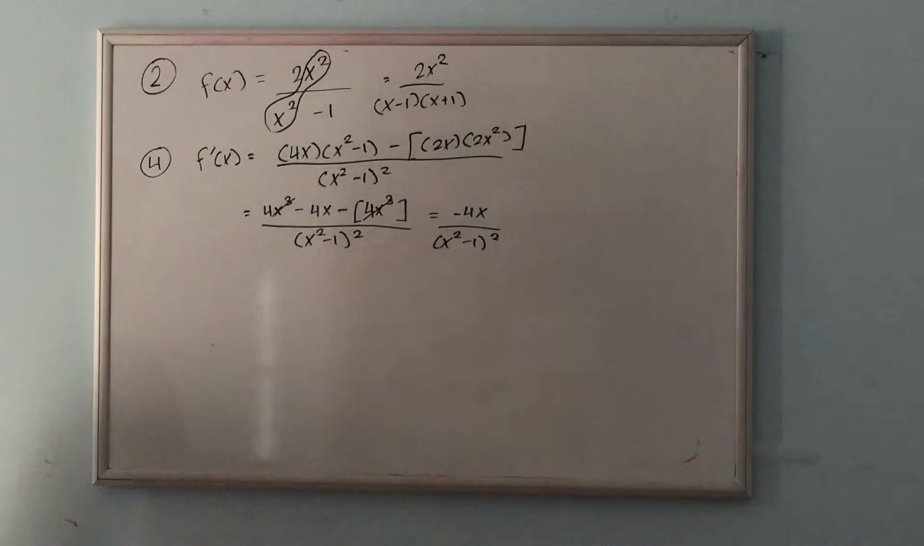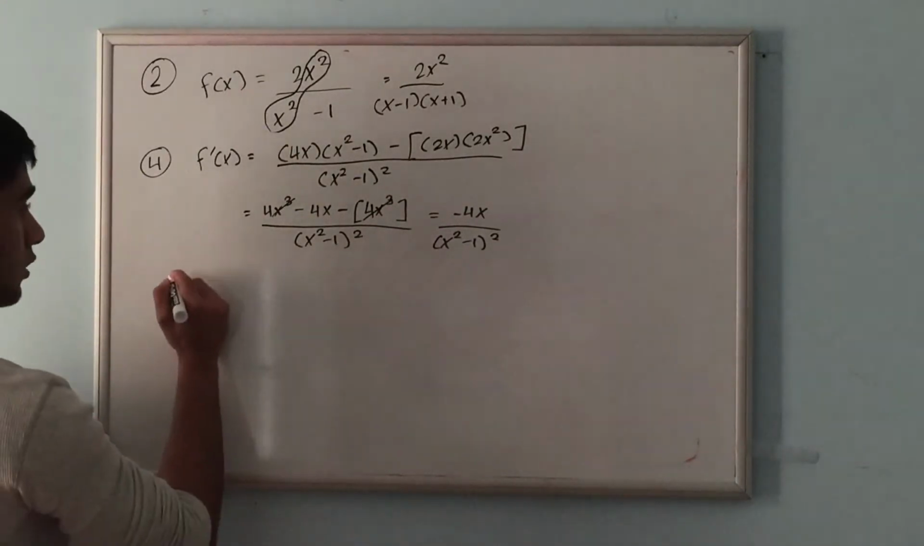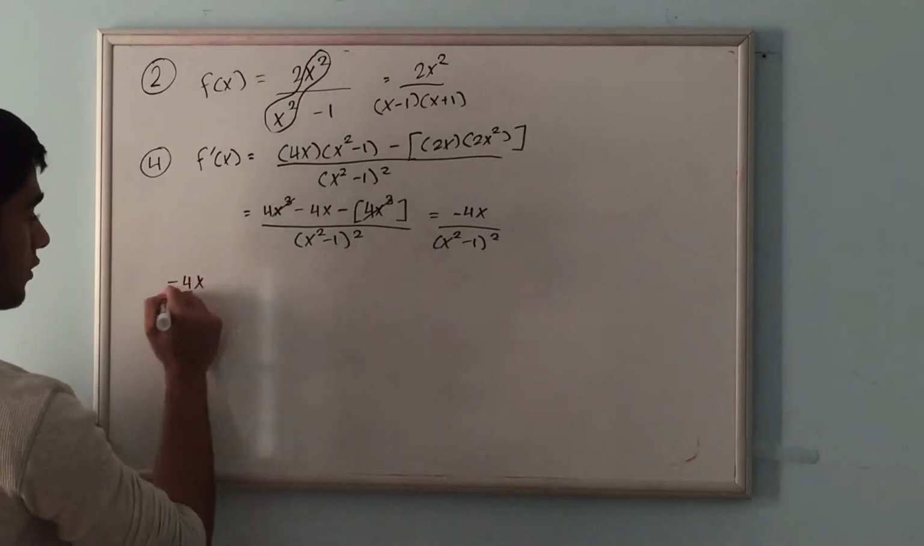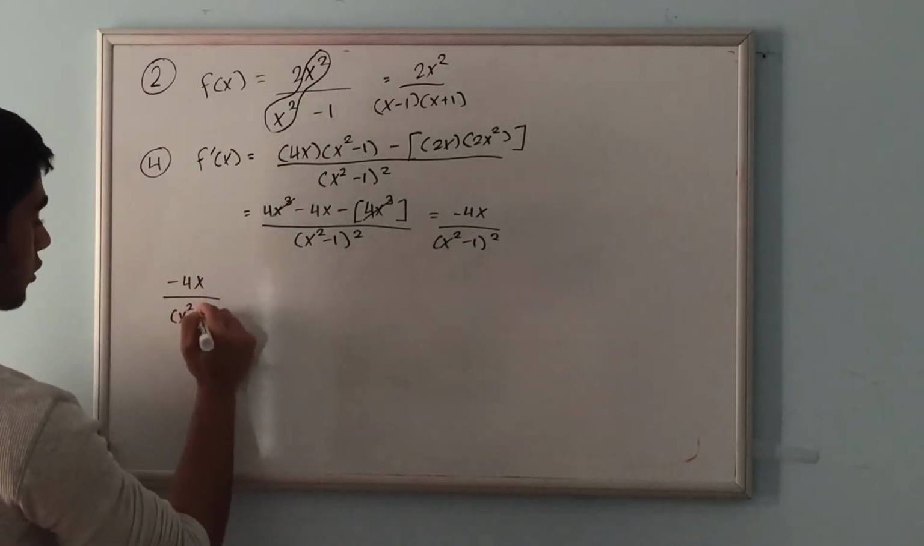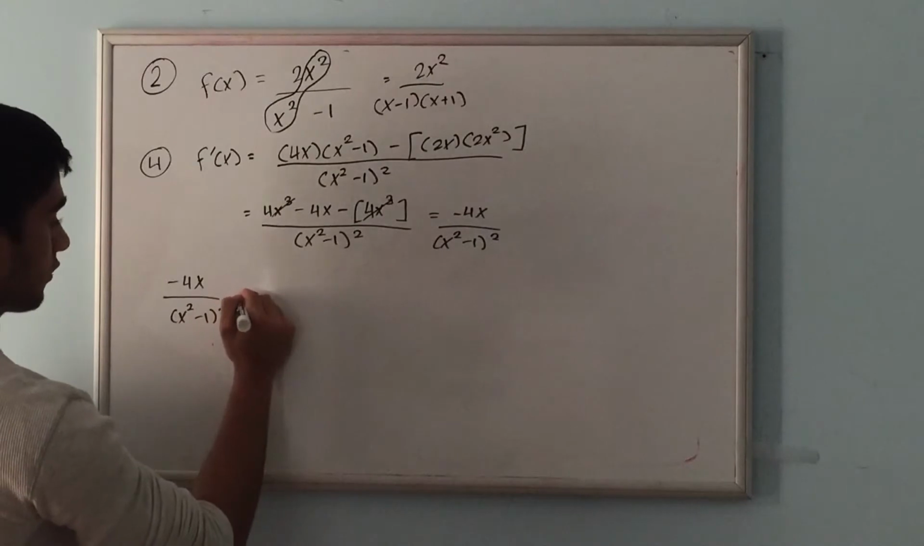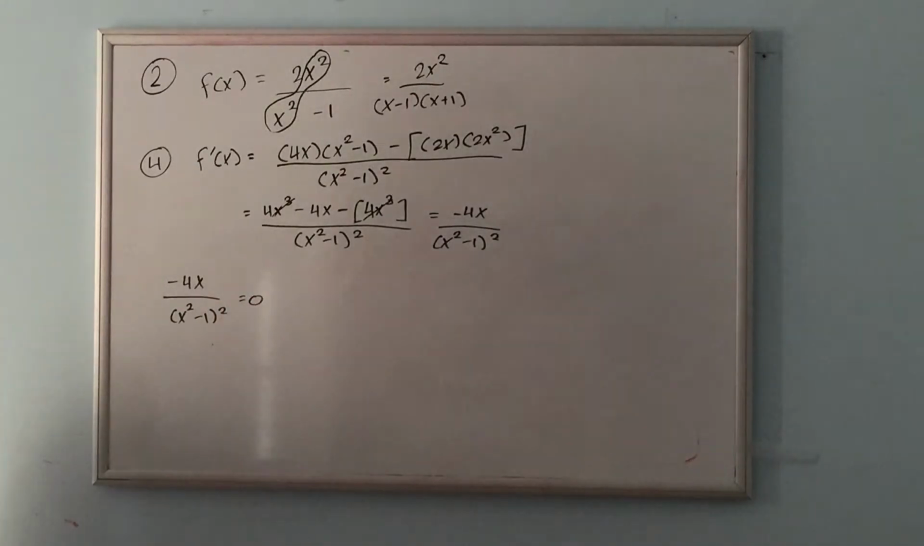Remember now, we want to set this equal to 0 to find the x-coordinate, so we can use a number line test. So let's do negative 4x over x squared minus 1 squared equals 0. And notice that the only x-coordinate at which this equals 0 is x equals 0.